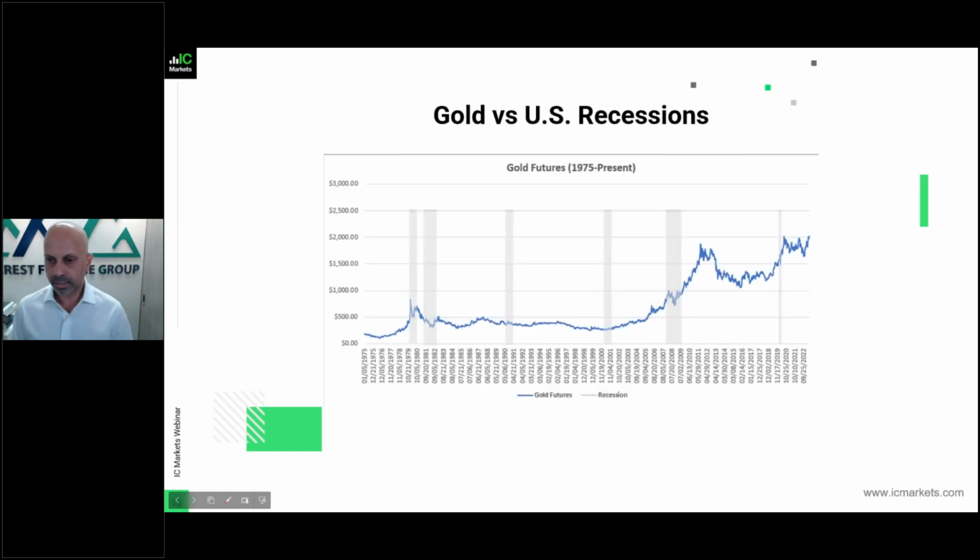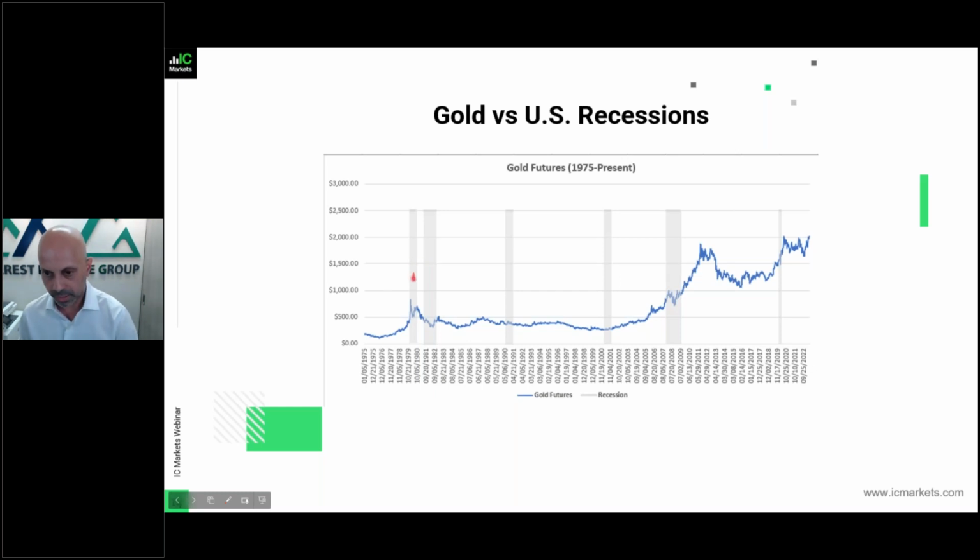Okay, so this is the next chart, which is just a weekly chart. I'm showing you the price of gold, or gold futures in this case, from 1975 to the present time, and the gray shaded vertical bars are highlighting the recessionary periods. So this is basically looking at the previous chart, but just zooming in on gold prices and overlaying it with the recessionary periods in the US.